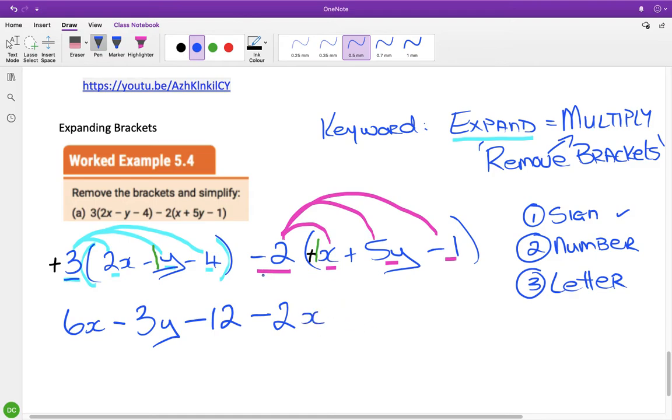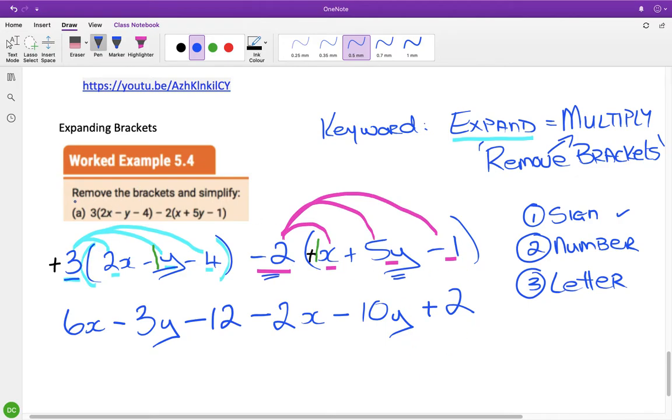The next multiplication is this minus 2 with this 5y. Signs: minus and plus, different, so minus. 2 times 5 makes 10. I have no letter here and a y here, which means I just have a y. The last multiplication is the minus 2 and the minus 1. Signs: both minuses, which means the signs are the same, so a multiplication will give me plus. 2 times 1 is 2. There's no letter here and no letter here, which means no letter in the answer.